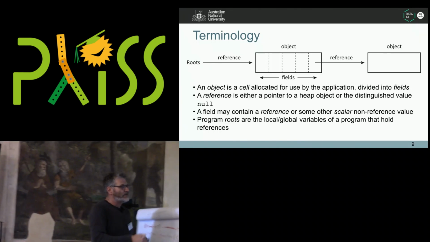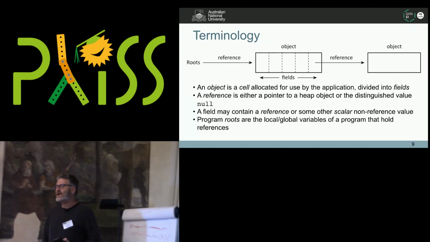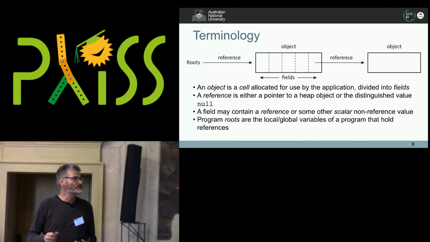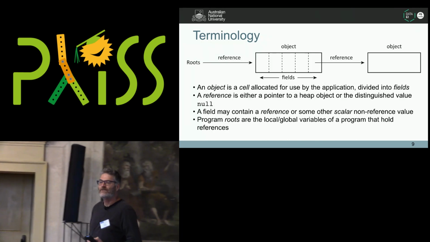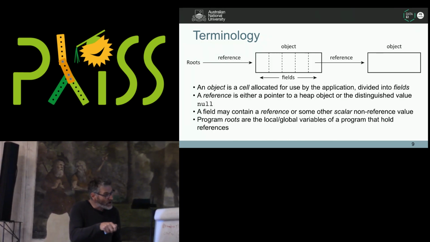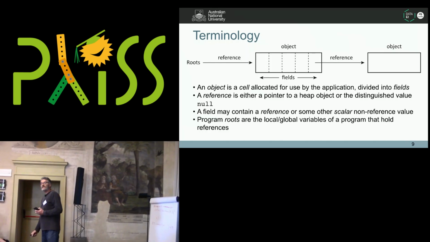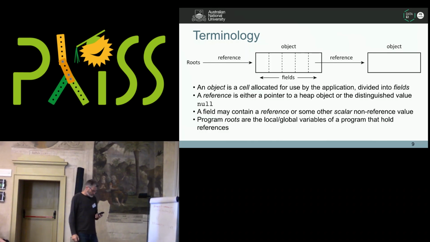These roots are the local or global variables of the program that will hold references. And of course, the objective will be to ensure that we keep around the objects in the heap that the program may access at some point in the future.